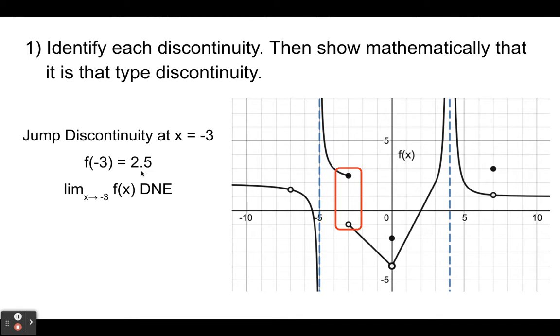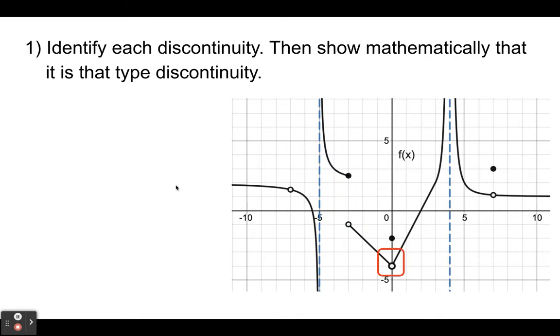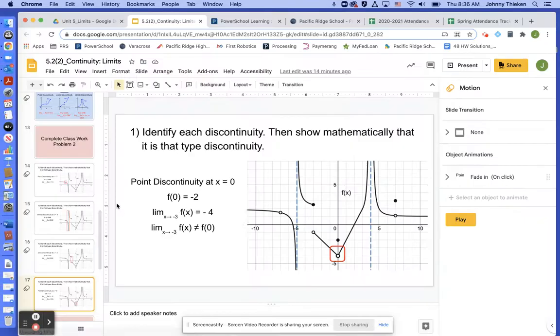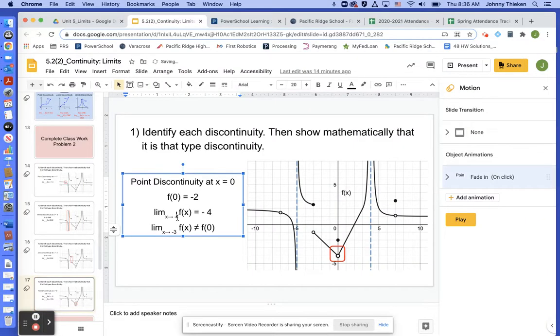All right, we'll do one more. So again, all continuous, continuous, continuous till I get to x equals 0. This again is one point that's gone. So this is a point discontinuity at x equals 0. Well, let's prove it. f of 0 is -2, so the y value exists at 0. The limit exists. Oops, this should be a 0 here, so let me fix that real fast. This should be a 0, not a 90. This should be a 0.